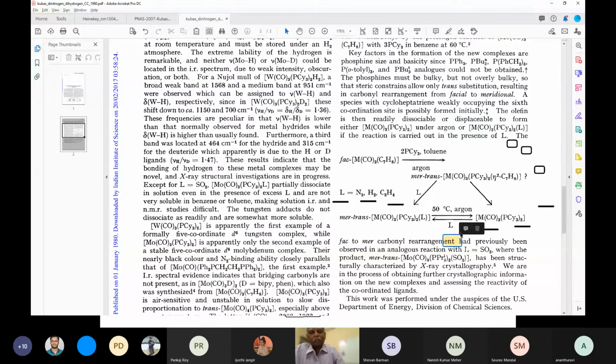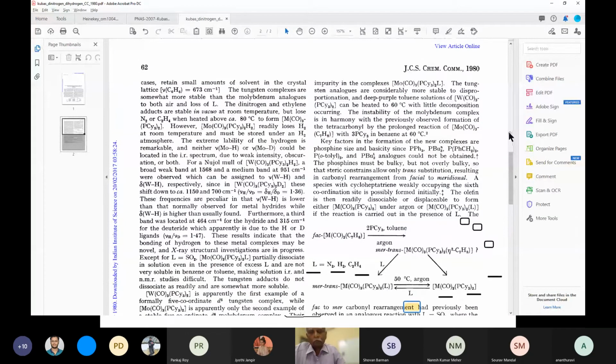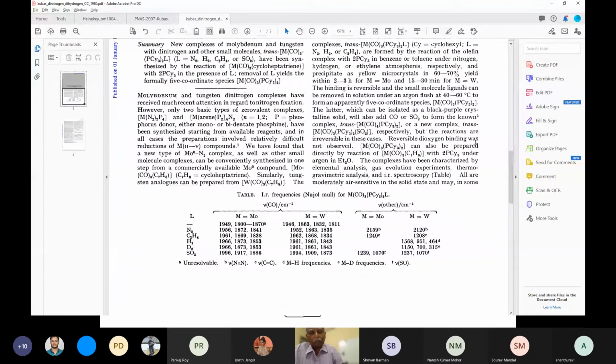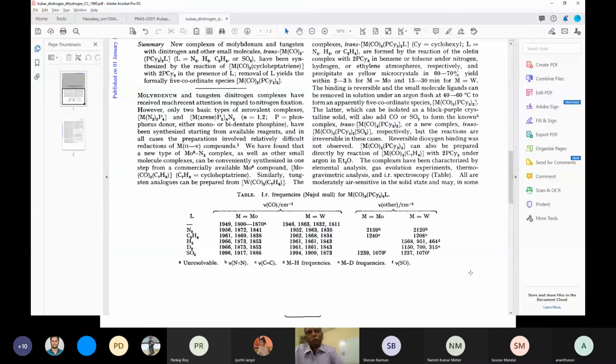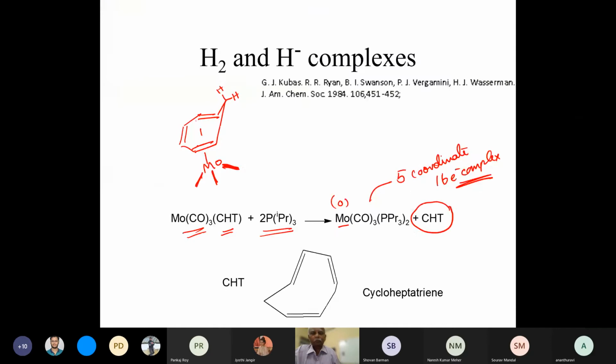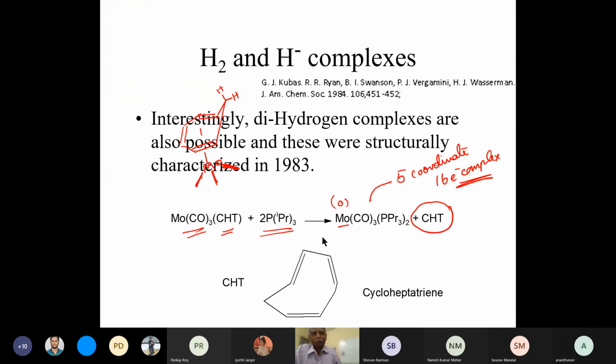So this is the paper that he published, and he characterized them using infrared spectroscopy. That's enough for this paper now. I will move this out of the screen so that we'll go back to our presentation. So this is the study that he did.